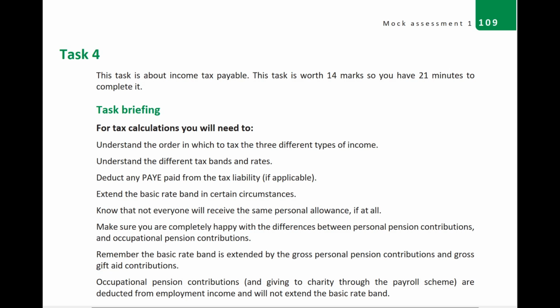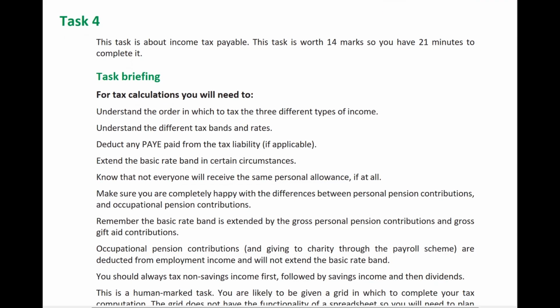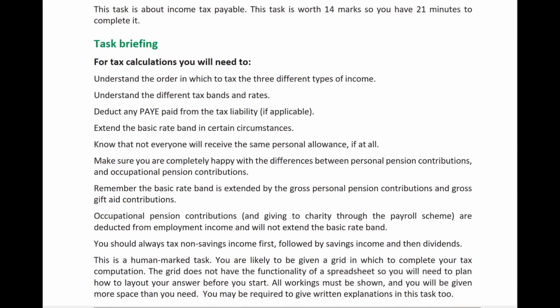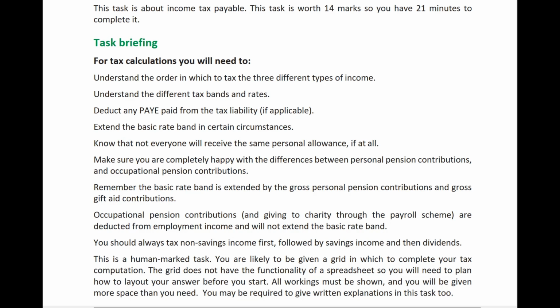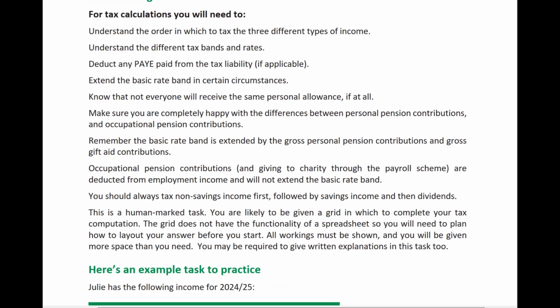So a few things to remember: make sure that we know how to deal with things like personal pensions, make sure we understand what gift aid is, make sure we understand how an occupational pension works, and so on. Not going to read it all, but if you know that you're a little bit rusty on the income tax payable and the income tax computation, then that is definitely a page for you.